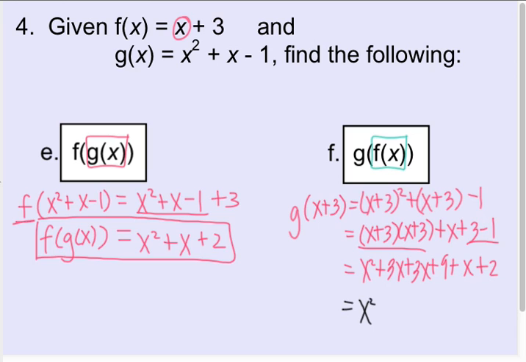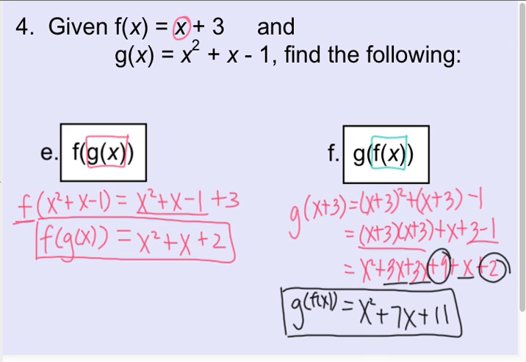So I would have x squared plus 7x plus 7. Sorry, plus 11. 9 plus 2 is 11. So my g of f of x function is x squared plus 7x plus 11.